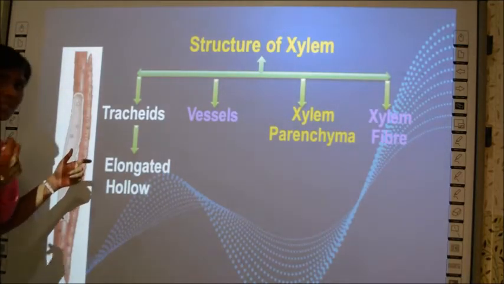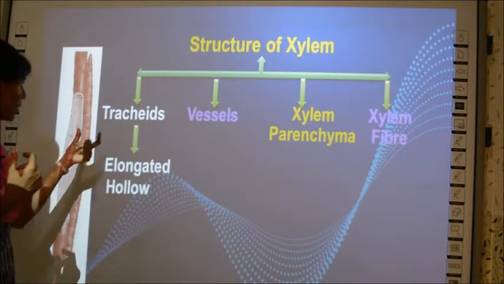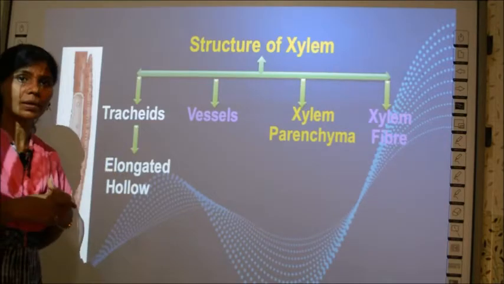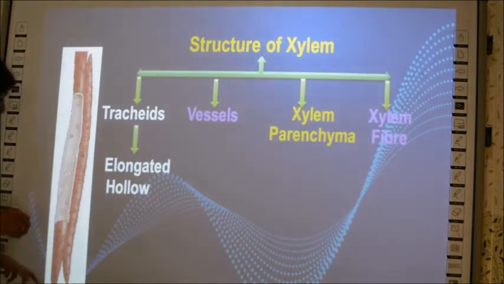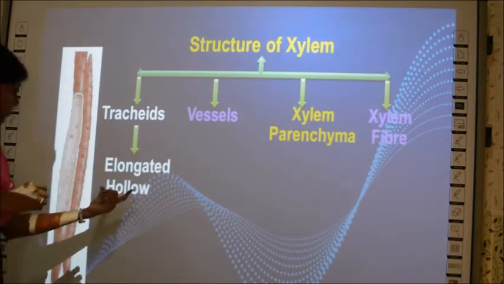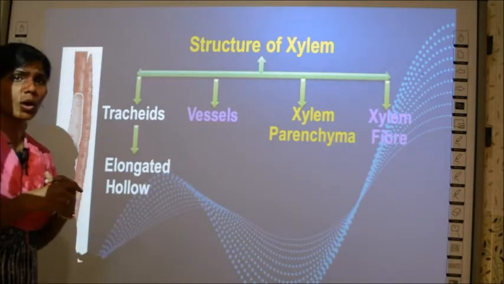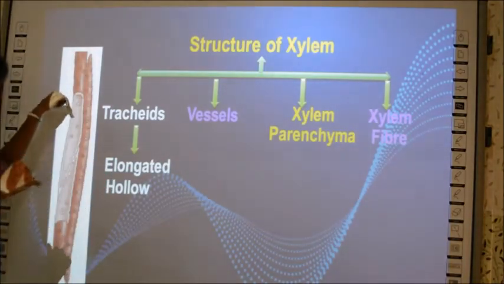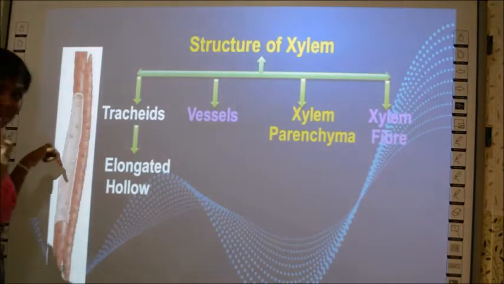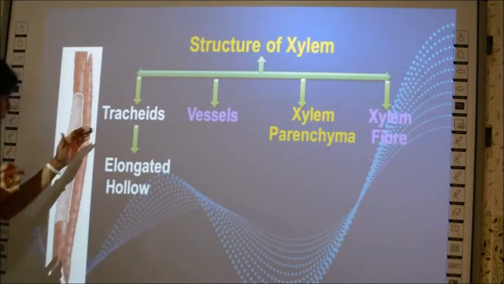So what is the description you need to know about tracheids? Tracheids are elongated. What is elongation? Something so long, right? So it is elongated, it is long. It is hollow. What is hollow? Hollow means there is empty space in between. See, inside there is empty space, there is nothing inside, so it is called hollow.